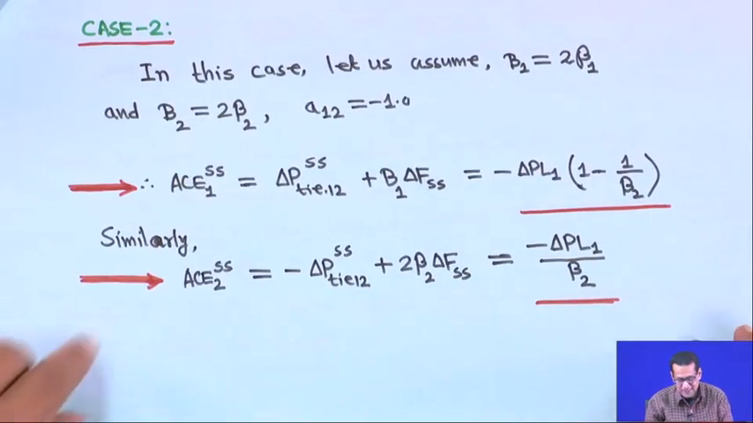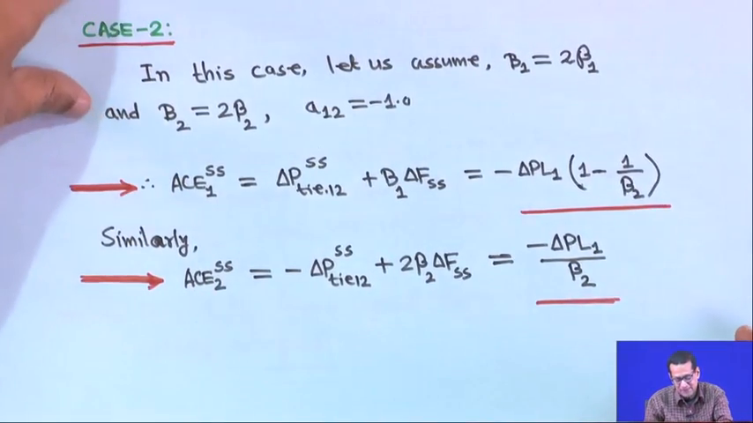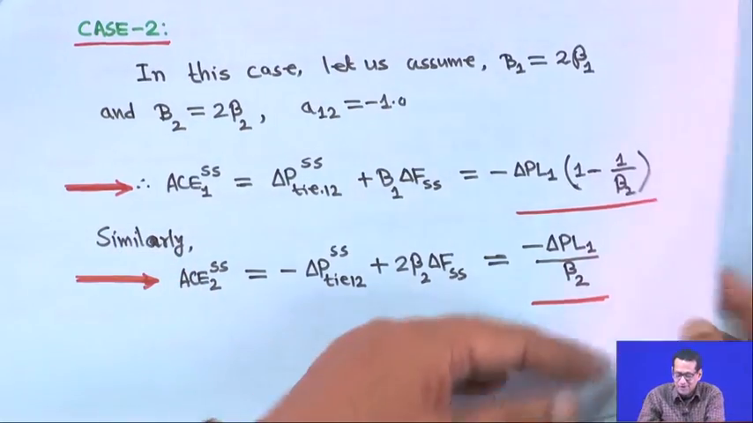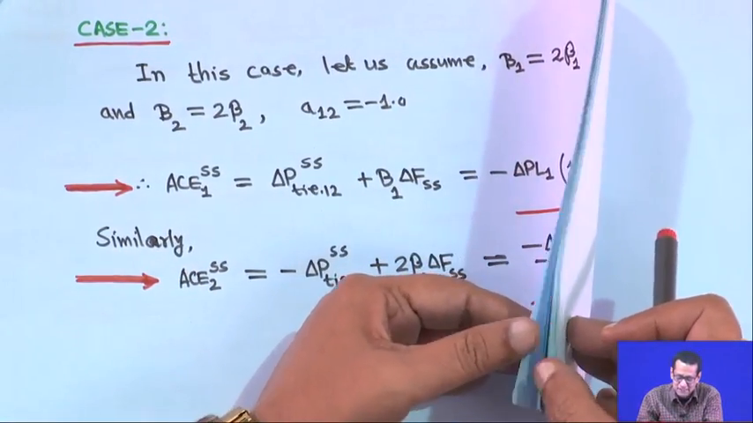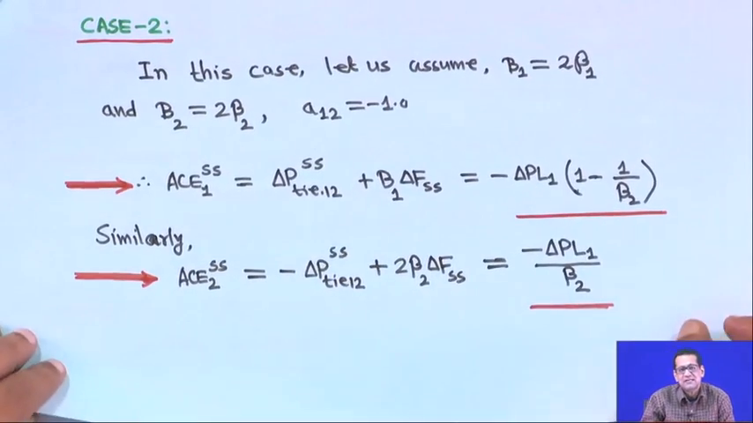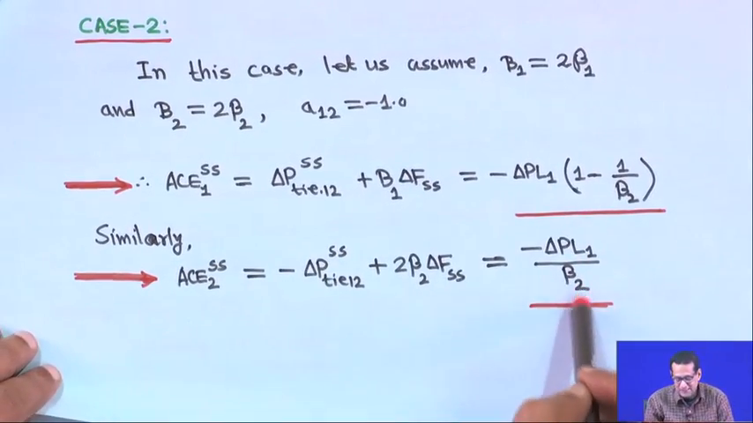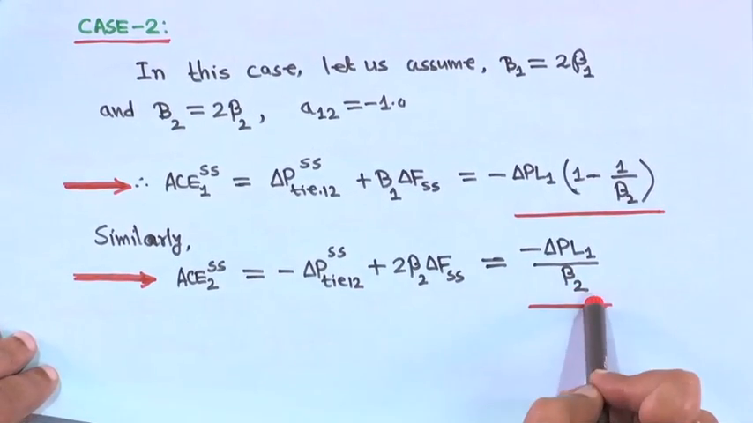So that means the supplementary control action in area 2 also has to respond, although there is no load disturbance in area 2, because it is coming to some steady state value.